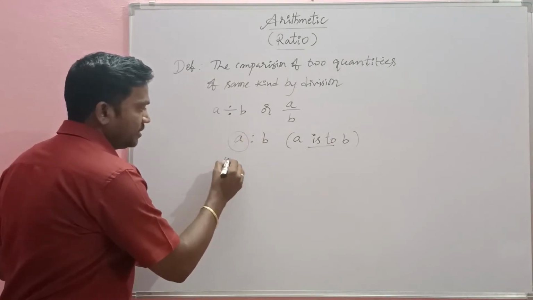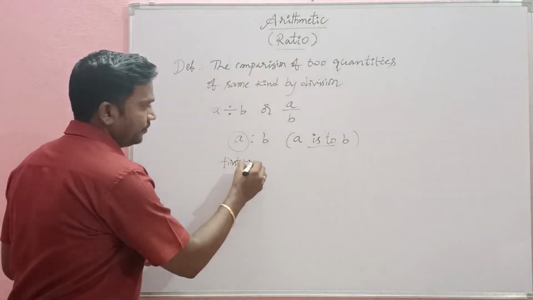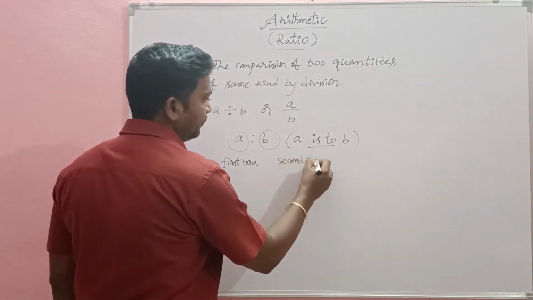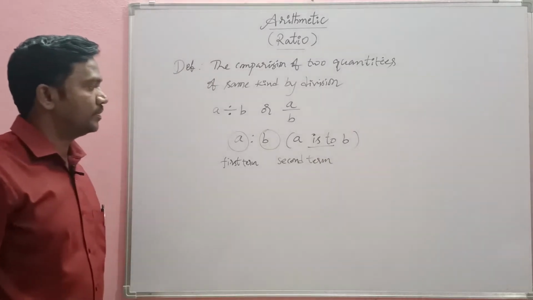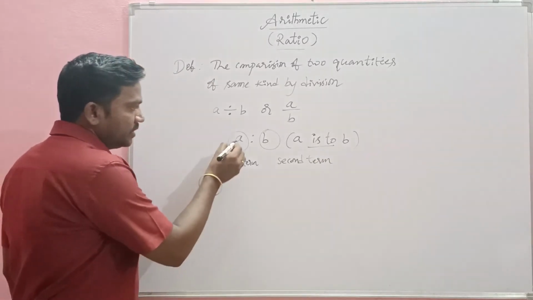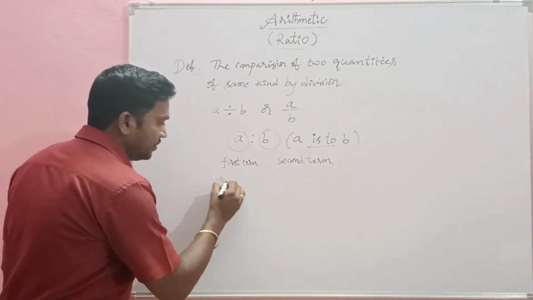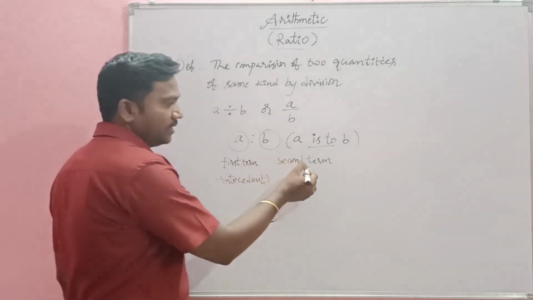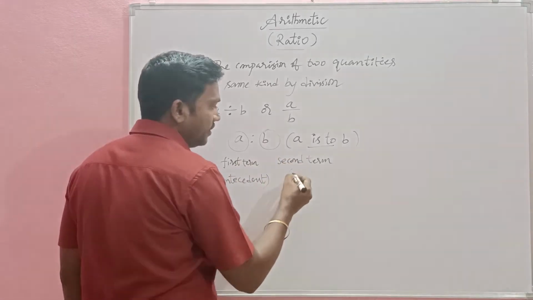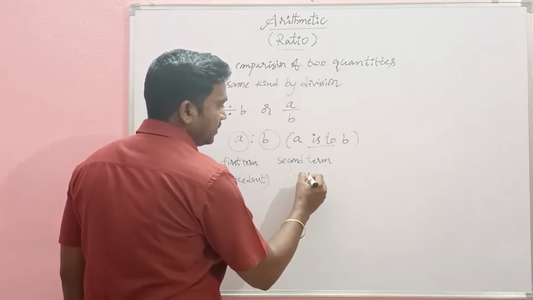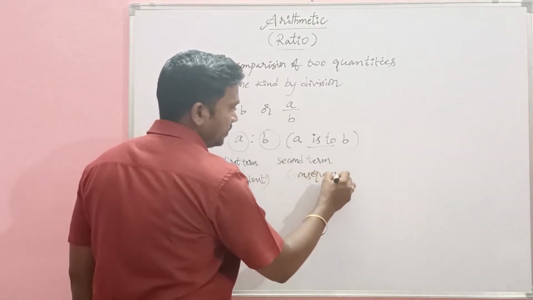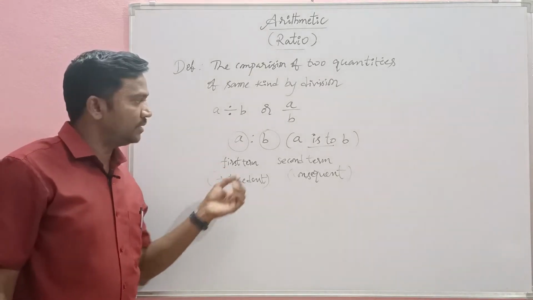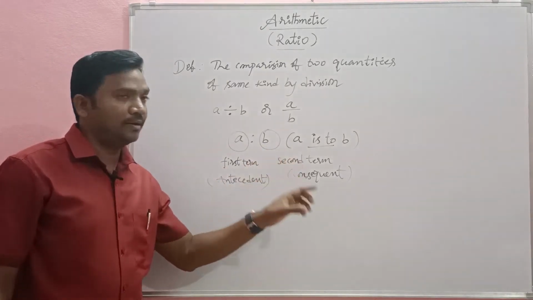A is called first term and b is called second term. This first term is also known as antecedent. Second term also known as consequent. So A is called first term or antecedent, B is called second term or consequent.